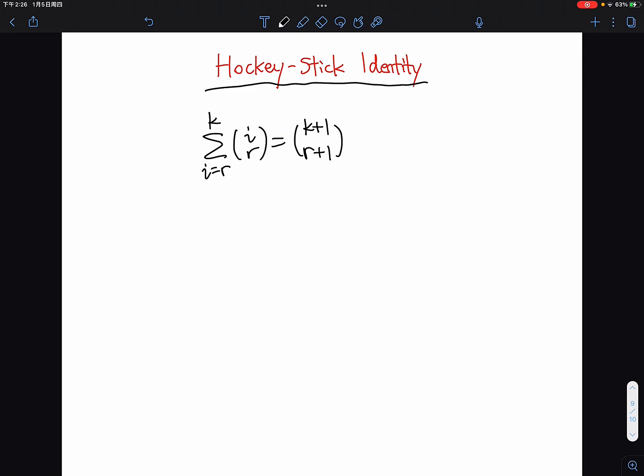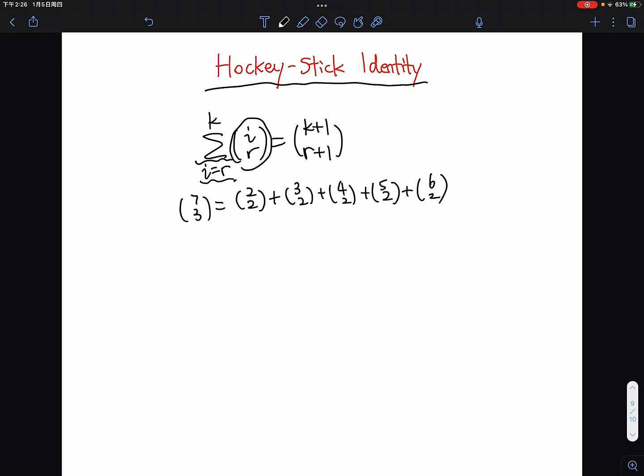Okay? So for those who are not quite familiar with the sigma symbol, it just means the sum of all those terms from I equals R to K. And let me write down an example. Let's say 7 choose 3, okay? And according to the hockey stick identity, that would equal 2 choose 2 plus 3 choose 2 plus 4 choose 2 plus 5 choose 2 plus 6 choose 2. Right? So if you sum all those up, that would equal 7 choose 3, with K plus 1 choose R plus 1.